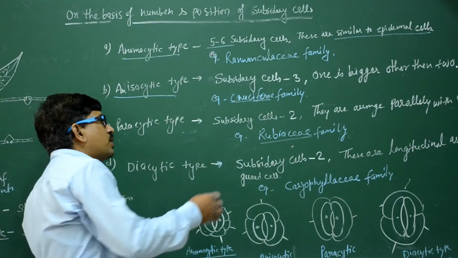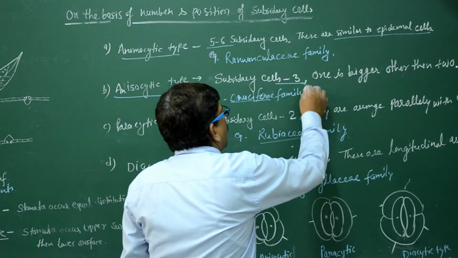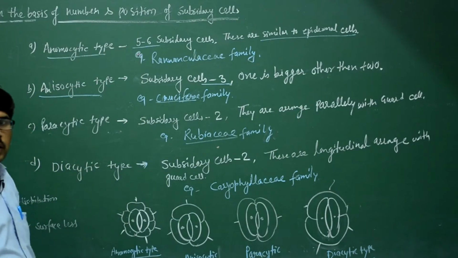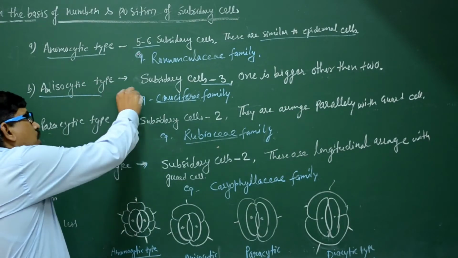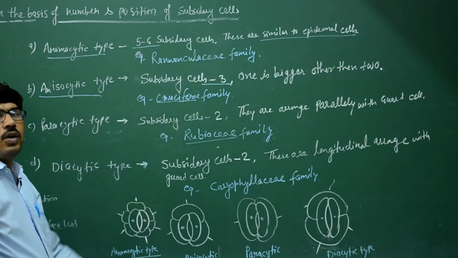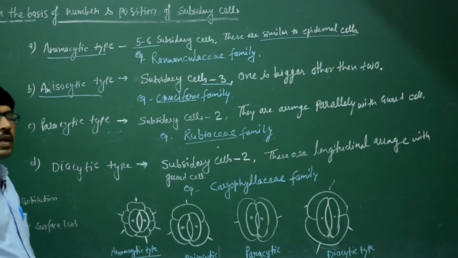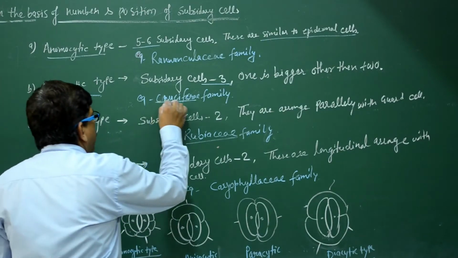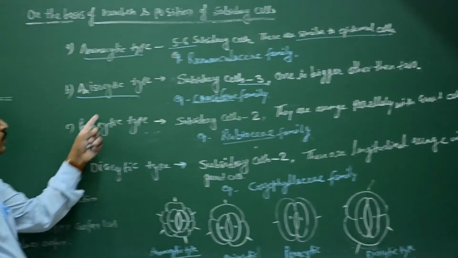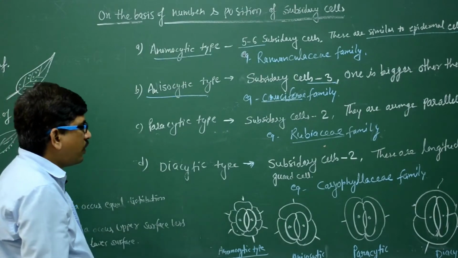The number of subsidiary cells is 3, and one is bigger than the other 2. That is the anisocytic type of stomata. Clear? Example, Cruciferae family. What will be the example? Cruciferae family. Mustard contains this type of stomata.